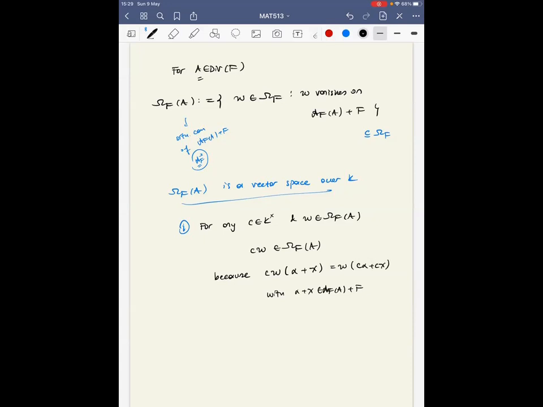And indeed, since this sum forms a vector space over K, we know that this multiplication also belongs to this vector space. And we know that omega vanishes on this sum. That means the image of this element is going to be 0. And indeed, this shows us C omega is also a Weil differential vanishing on this sum. And that means this is closed under scalar multiplication.